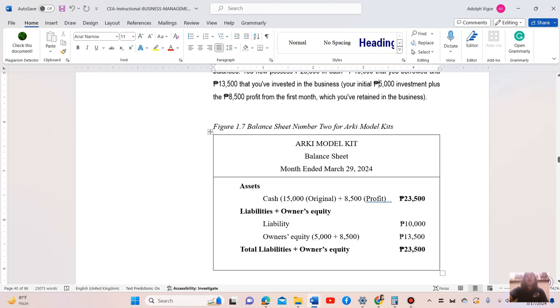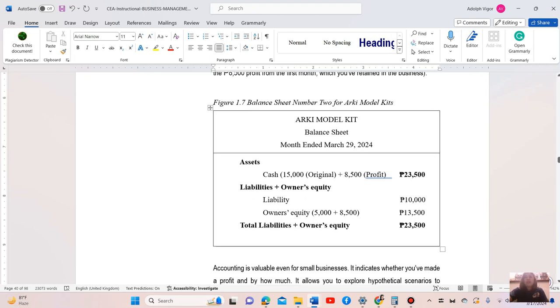So figure 1.7, balance sheet number 2 for RT model kits, ended March 29. So a month later, your cash or your assets, you have a cash of 15,000, which is the original investment, plus the 8,500, a profit of the whole month operation, which is 23,500.